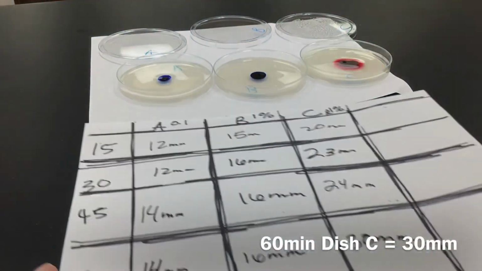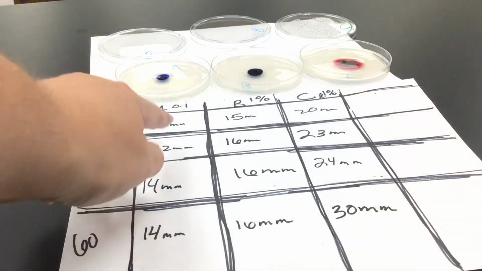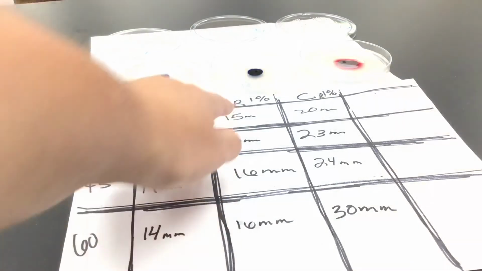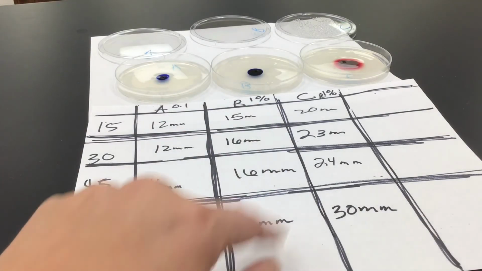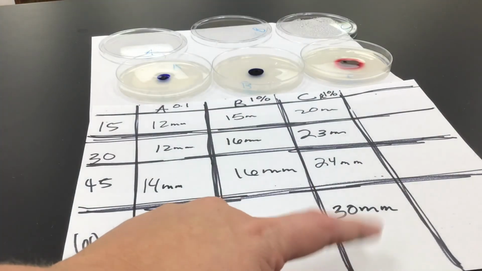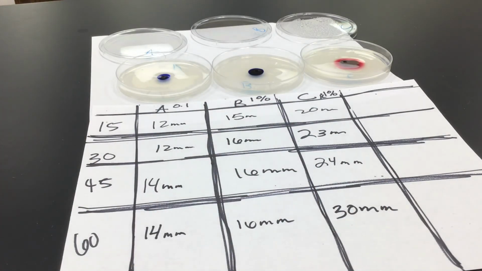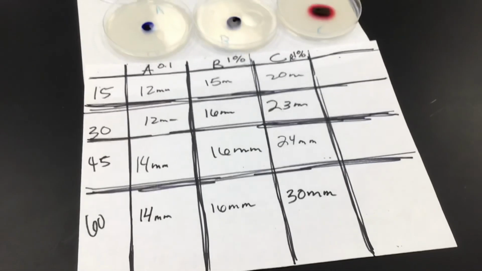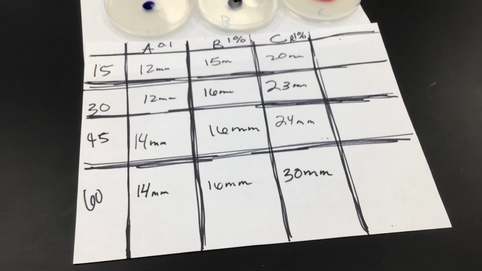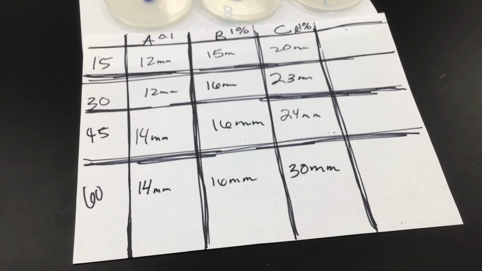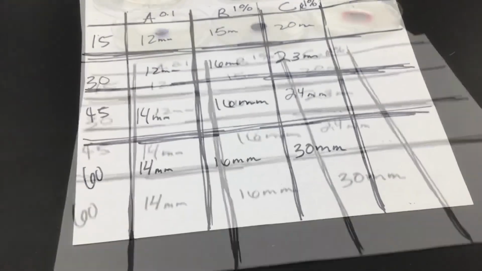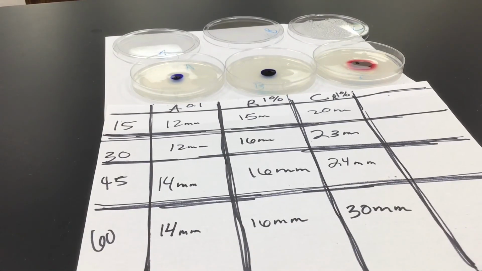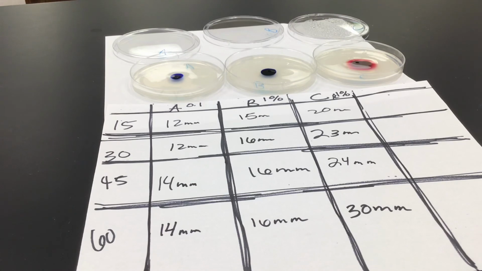Here is my chart. So this is A, which is the 0.1%, B, which is the 1% methylene blue, and then C, which is the 0.1% potassium permanganate. So make sure that you fill this chart out in your lab manual and answer the questions in your lab manual and be prepared to complete the homework assignment on diffusion and the effect of molecular weight and concentration gradient.